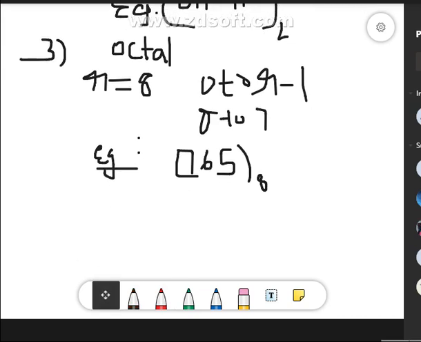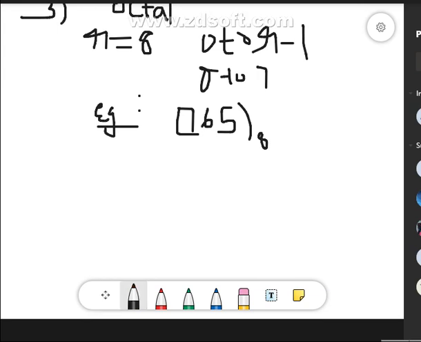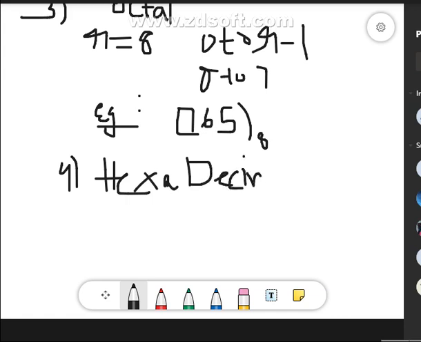Next, hexadecimal. Hexadecimal means here the r value is 16. We can write values 0 to r minus 1, that is 0 to 15.